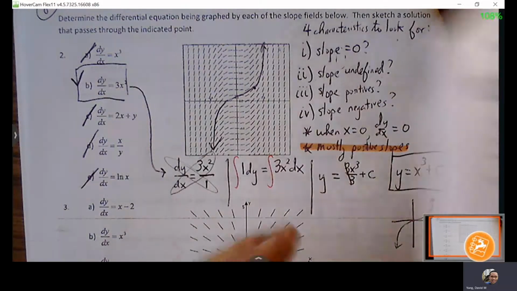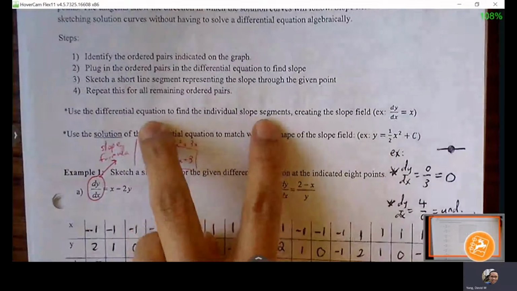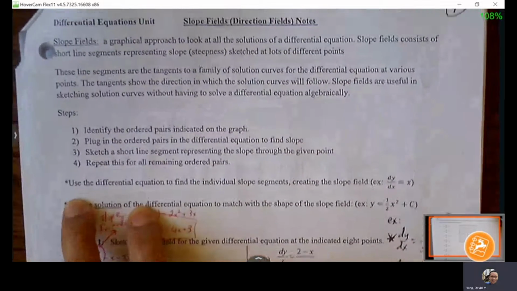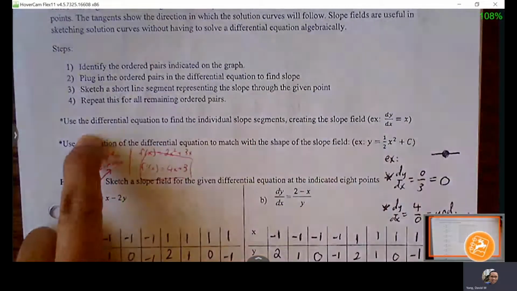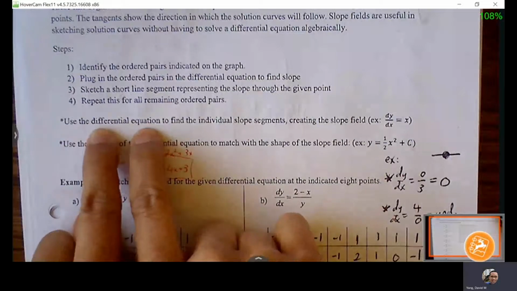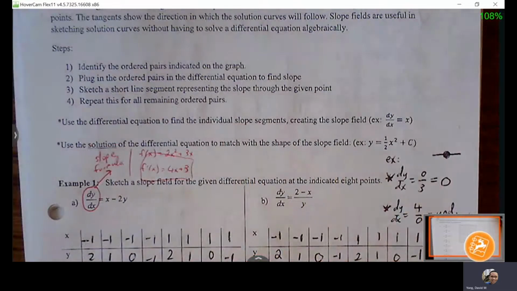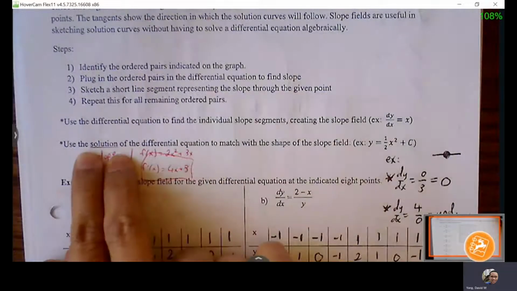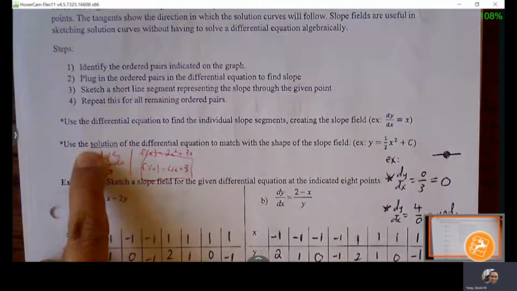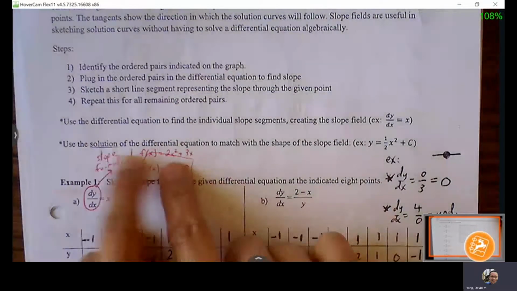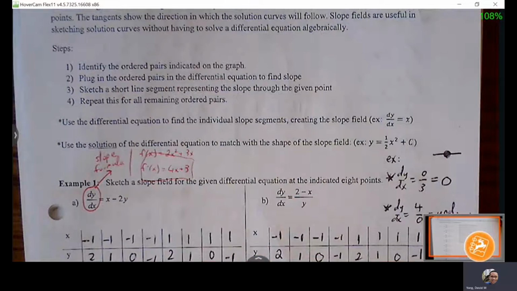Now, briefly, I want to go back to page 7 and talk about the two sentences that I skipped over. I think now we can have some perspective. Use the differential equation to find the individual slope segments that create a slope field. So if you're at the derivative level, you're looking at each of the ordered pairs and trying to match up the ordered pairs with the slope field. If you're at the solution level, if you can get it out of the derivative level into the solution level, then you're almost taking a step back and looking at the picture as a whole. The picture as a whole should resemble the solution that you have in front of you.